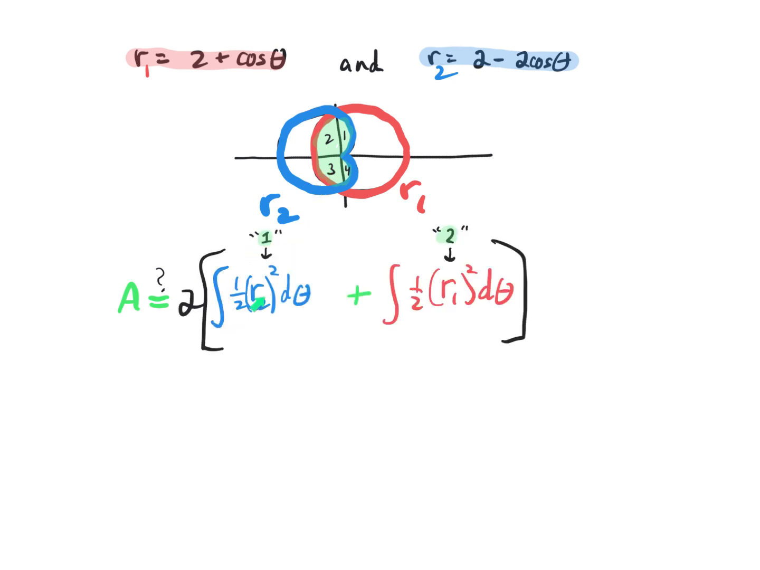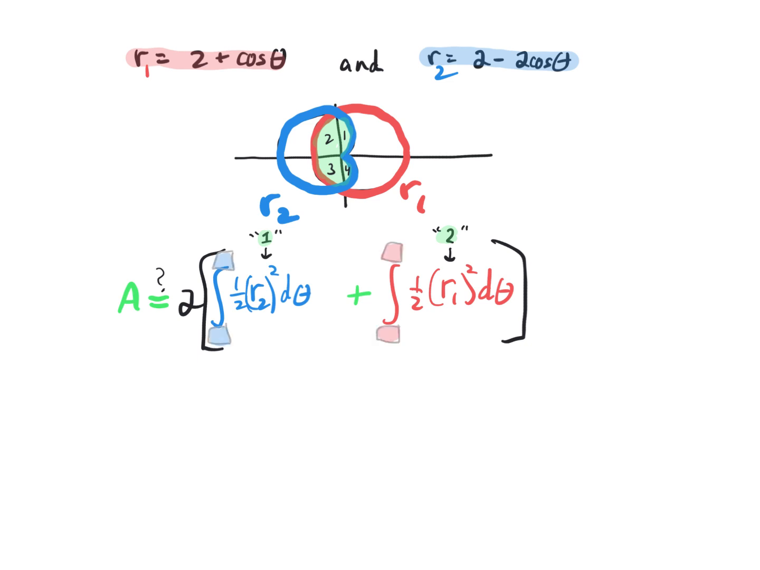So region 1 uses the blue curve. Region 2 uses the red curve. We know exactly what the radii functions are. They're given. So if we add region 1 and 2, that's just half of it, so we have to double that sum. So we're left with just finding the limits of integration.